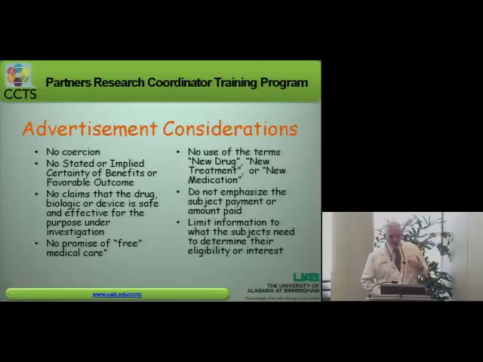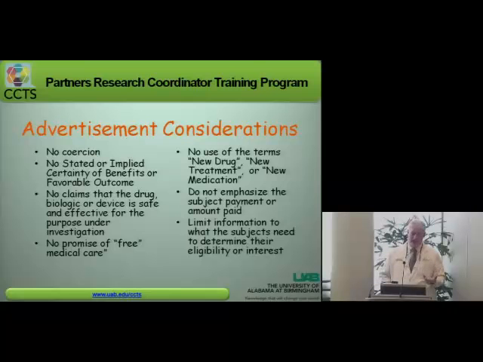So these are things you need to look at. You want to leave out implied benefits of the study. You want to leave out the claim that all these are safe.